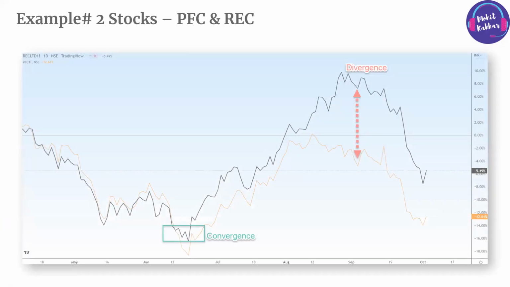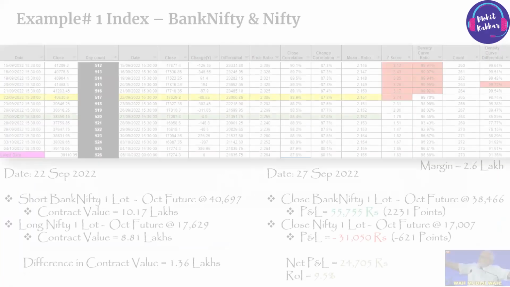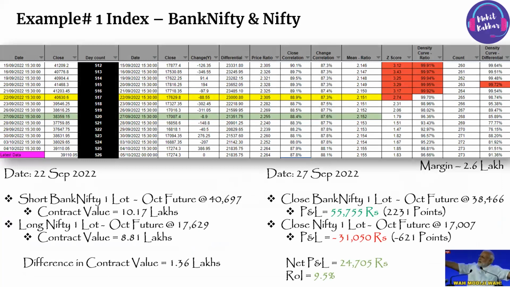Mohit, I have a small question. On this, you are tracking 3 different parameters: price ratio, close correlation, then your Z-score, the density ratio. Now this is a highly mathematical model, and I have a doubt whether our members will be able to use it. Can we use only the price ratio? Because price ratio is very easy to see from the TradingView chart, where we can easily find out whether divergence or convergence is there or not. So can we trade only on the basis of price ratio? What do you feel?